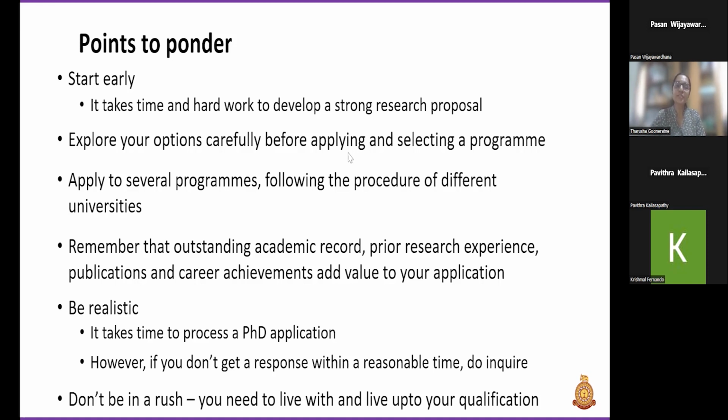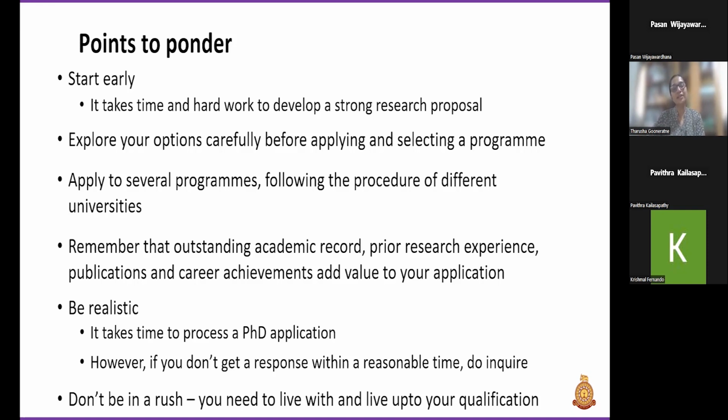Explore your options carefully before applying and selecting a program. So again, coming to the same point I was telling, not to simply accept the first one, but see what's positive about it, what's negative about it, how is it going to affect me in these angles. So give some thought and see what's the best given my circumstances, not because someone else selected it. For me, given my circumstances, this is the best.